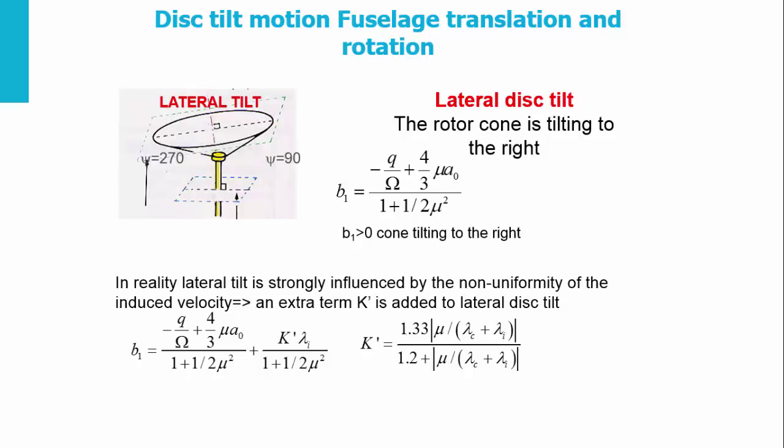You will not need this lateral disk tilt angle, as we will develop only a longitudinal simulation model. But when you simulate a 6 degrees of freedom helicopter motion, the rotor motion has to be included, including this lateral disk tilt angle. This will end the lecture of today on flapping motion with fuselage translation and rotation.